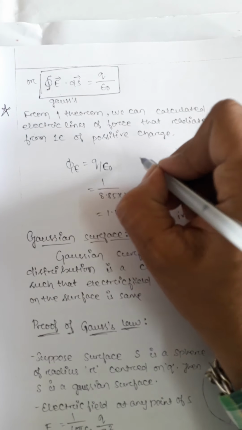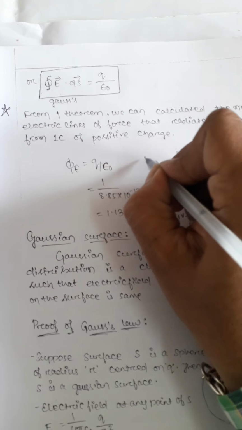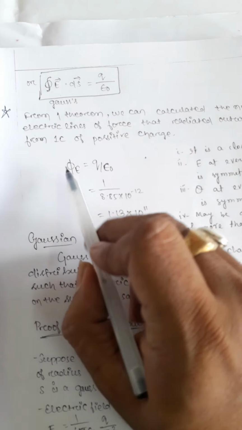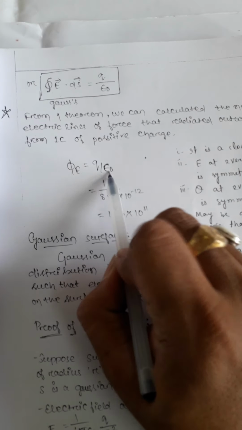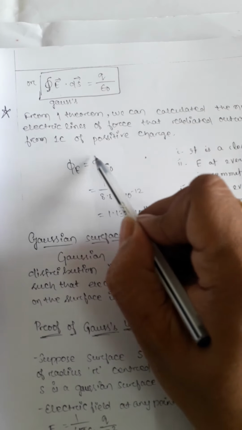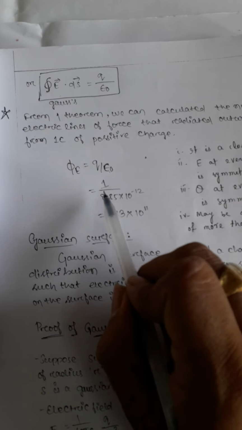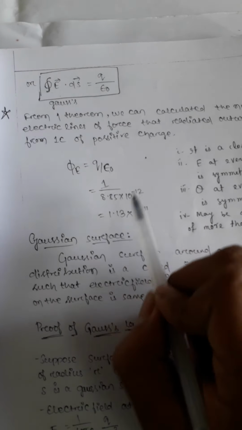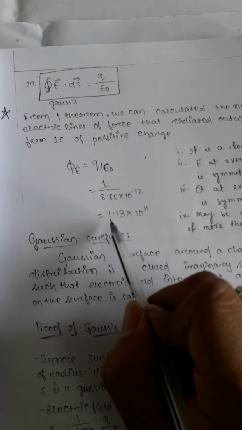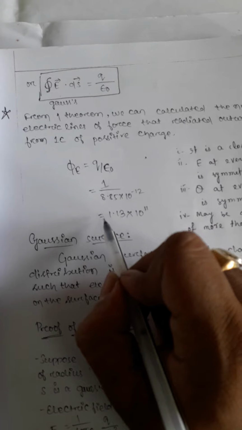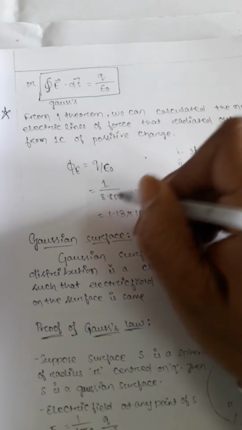If we place 1 coulomb charge in a closed surface, then what is the net flux linked to that surface? We know the formula, electric flux is equal to Q by epsilon naught from Gauss law, and instead of Q we can write 1 coulomb, and the value of epsilon naught is known to us, that is 8.85 into 10 to the power minus 12, and the result will be 1.13 into 10 to the power 11. This is the electric flux linked when we place a charge inside a closed surface.